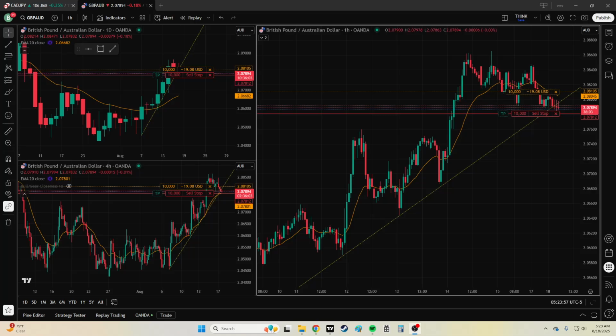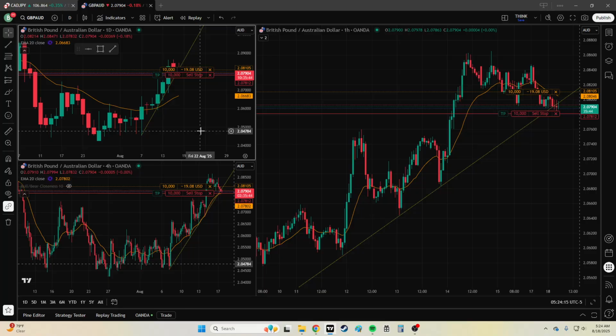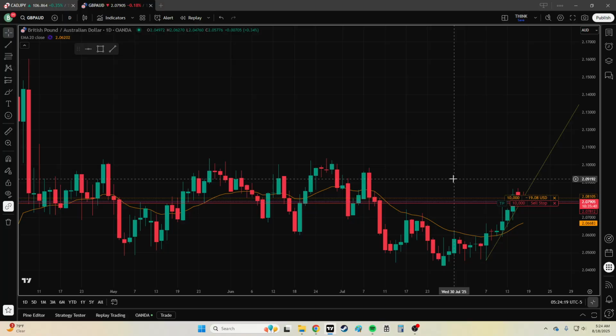Good morning. We have a possible trend reversal on the British pound Australian dollar pair. As you can see, this is kind of the typical setup that I use. You can see the daily, the 4, and the 1. You can take a look at this. Let's just look at the daily for a second. So this is kind of interesting.